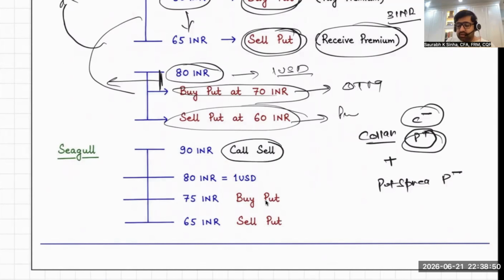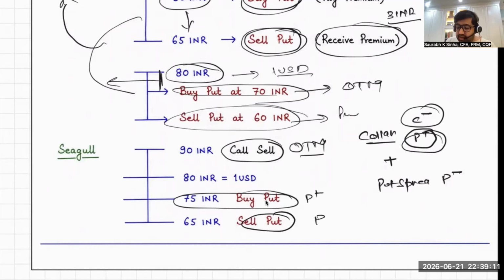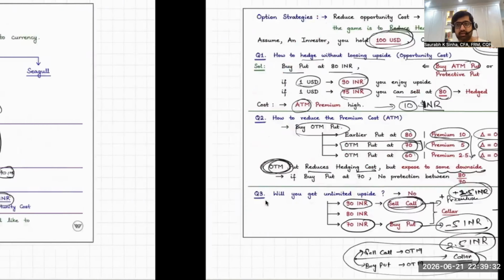I will sell a call which is out of the money, because I know that 1 USD will not go beyond 90 INR in 3 months. Then I'm worried if it falls beyond 75, so I'll buy a put. To further reduce the cost of hedging, I will sell a put again because I know it will not go beyond 65. So I'll receive money from here, a positive cash inflow. There would be a negative cash flow and a positive cash inflow. In net, my hedging cost will reduce. And yes, you can have different strategies to hedge your currency risk.